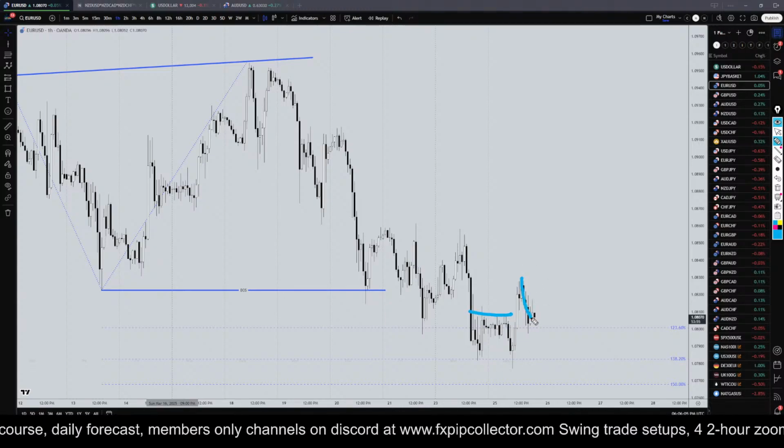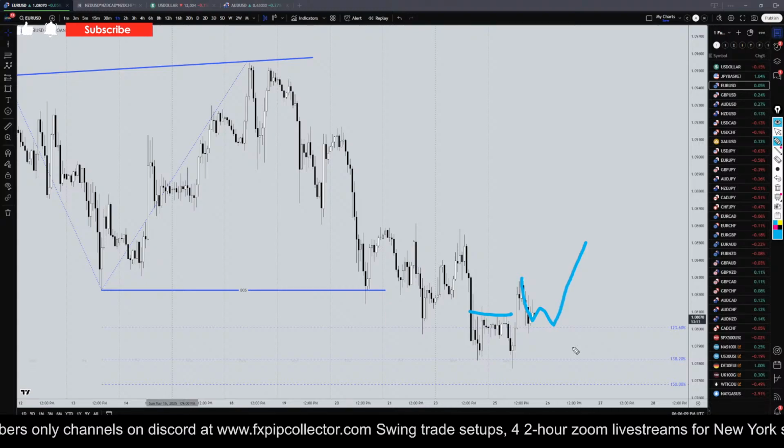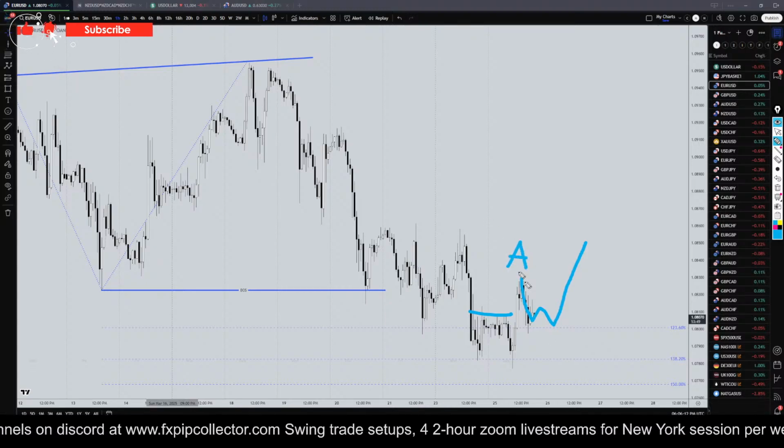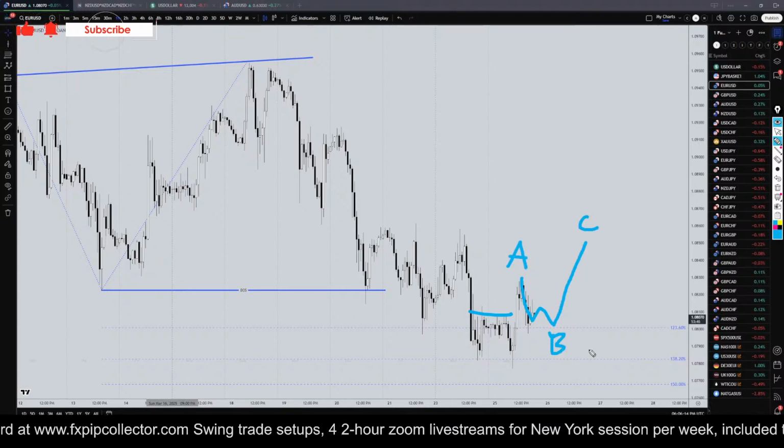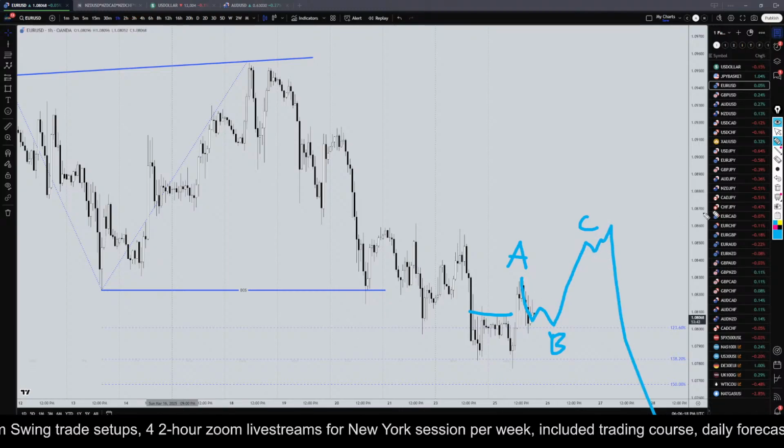I would definitely be keeping an eye on this move down to see if it makes some sort of a higher low and ends up pushing back up like that. If that's the case, that potentially would be a pretty nice little trade right there, definitely. Some sort of an ABC like that, maybe end up going down like that. Definitely something to keep an eye out for.